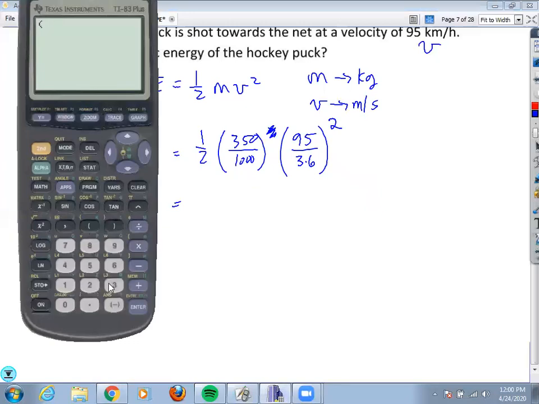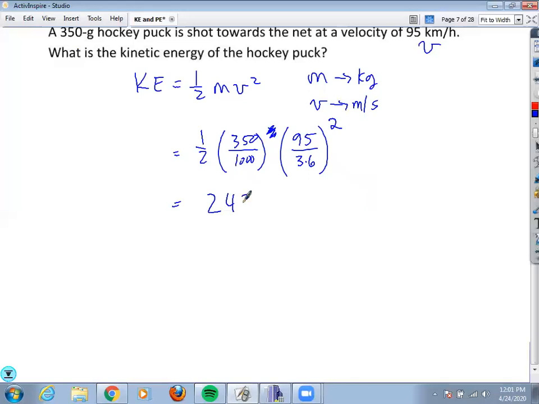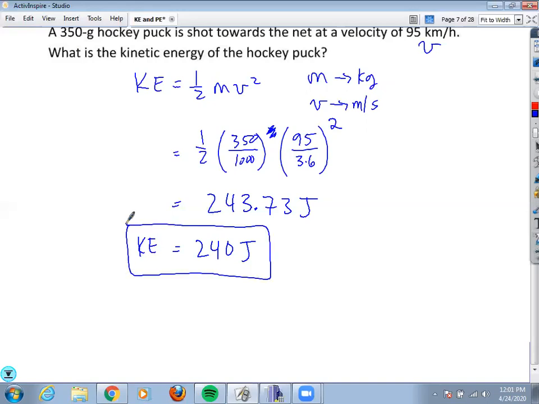So we would go 350 divided by 1,000 times 95 divided by 3.6 squared, and you would get 243.73 joules. The sig figs would be 240 joules. So where did that energy come from? Where did this kinetic energy come from? It came from the force that was applied by the hockey stick over the distance while it was in contact to get the puck moving. And as the puck is moving, it has 240 joules of kinetic energy.